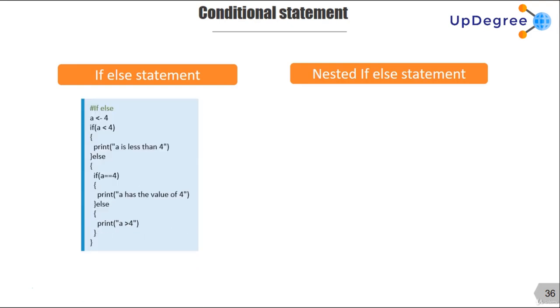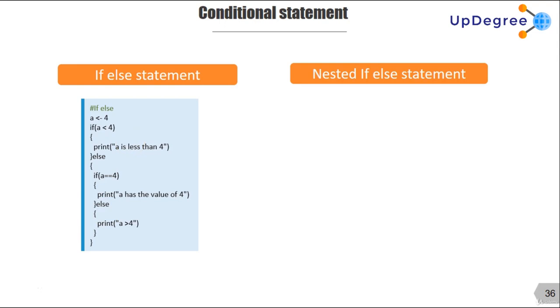So in the if statement, you have an if block, and in the if block you try to assess the condition, and if it doesn't meet, then it goes to the else statement. As you can see, first it checks whether a is less than 4. If it is less than 4, it satisfies, then it enters that block and prints a is less than 4. Else it checks again whether it is equal to 4. If it is equal to 4 then print a has the value of 4, otherwise go to another else statement. That's how it goes on and on.